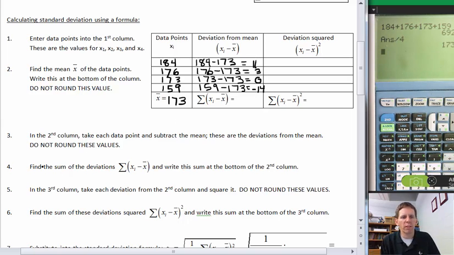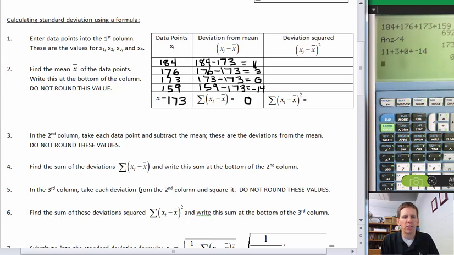In step 4, we're going to find the sum of these deviations and write this sum at the bottom of the second column. So we're going to take 11, 3, 0, and negative 14 and add these numbers together. And if you've done this step correctly, you should notice that what you always get is this value, 0. The deviations from the mean should have equal representation in both the positive and negative directions. So we should get a 0 here.